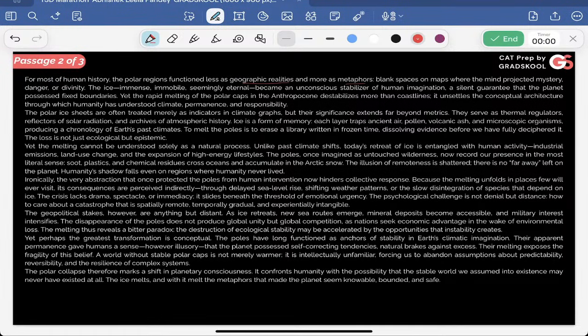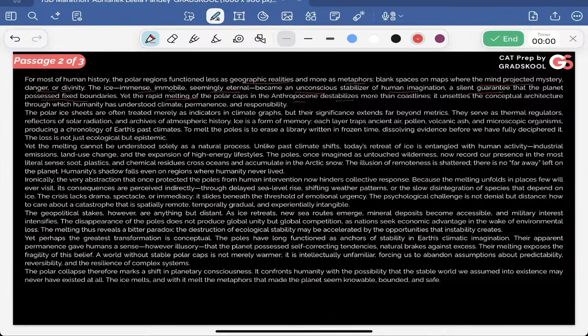Blank spaces on maps where the mind projected mystery, danger or divinity. The ice, immense, immobile, seemingly eternal, became an unconscious stabilizer of human imagination, a silent guarantee that the planet possessed fixed boundaries. Yet the rapid melting of the polar caps in the Anthropocene. That's an era, eon.